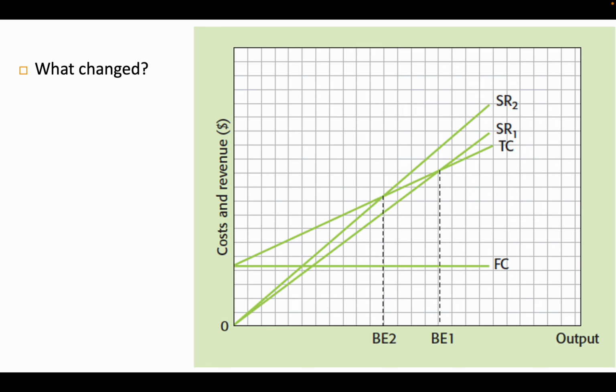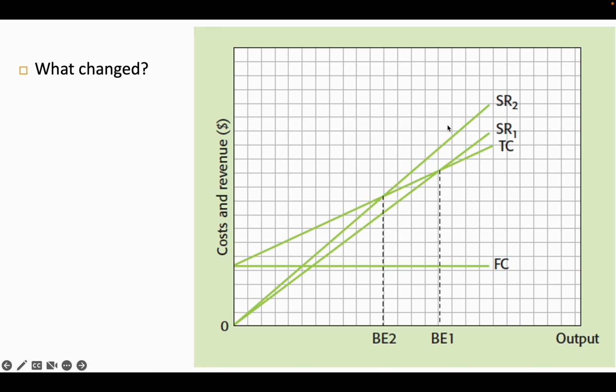Okay, so the fixed costs are the same. The total costs are the same. So what changed is the SR line. Don't be confused by the label. It's sales revenue in this case. You can also label it as R or TR, but it means the same thing. So what changed? At the beginning we had SR here, and suddenly it moved up.